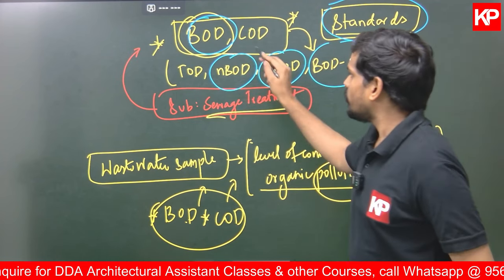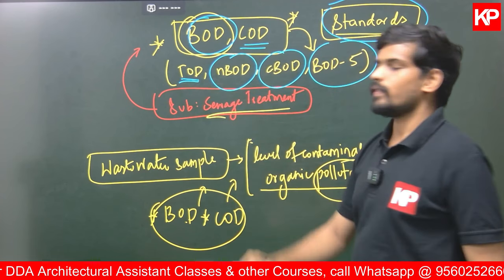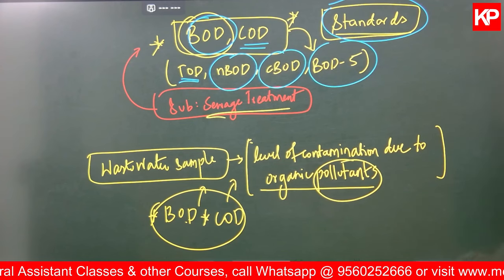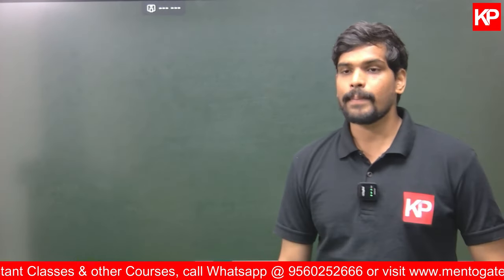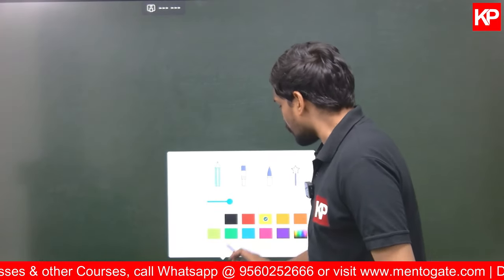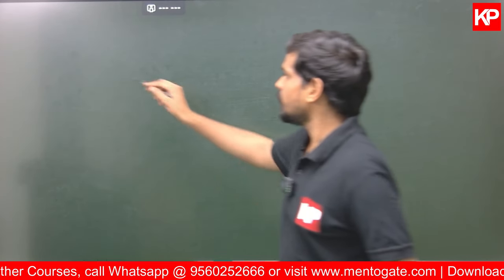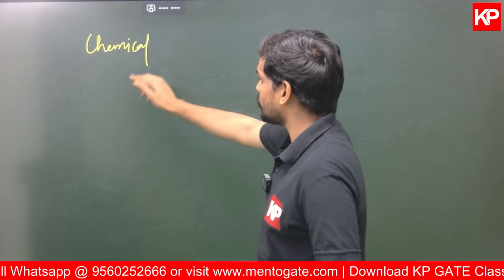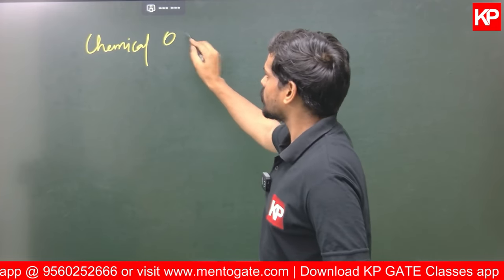So we will briefly look into COD, TOD, and we will end this particular session with it. So let us look into the next part of the session, that is to understand what is chemical oxygen demand, COD. Now that you know what BOD is, COD is very simple, you will easily understand. So first let me explain what is chemical oxygen demand.